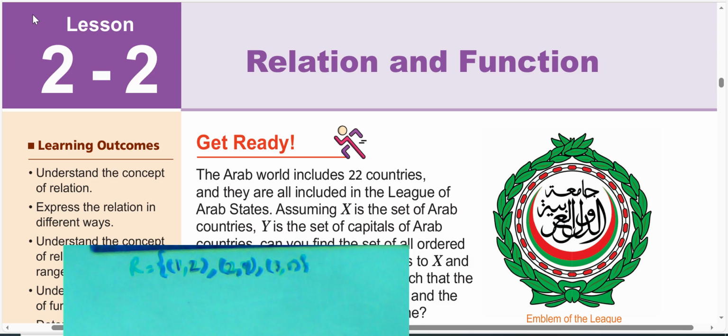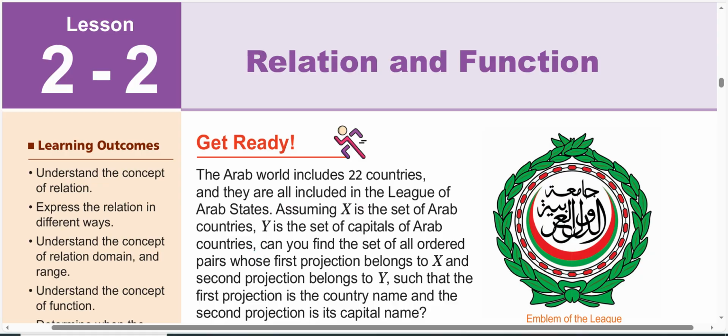Prep 2, today we'll explain from the student's book lesson number 22, relation and function. We have a relation between x and y. We can find the Cartesian product of x and y and then speak about the relation between x and y, function or not function. If each element of x has only one image in y, then we call this relation a function.